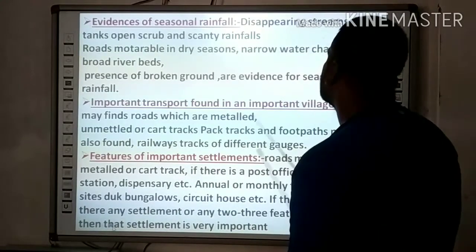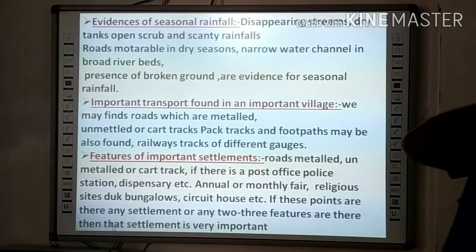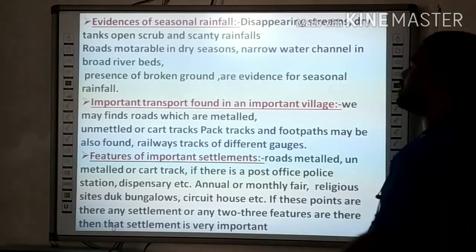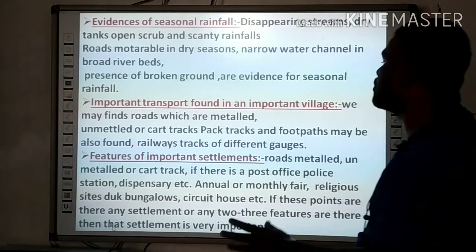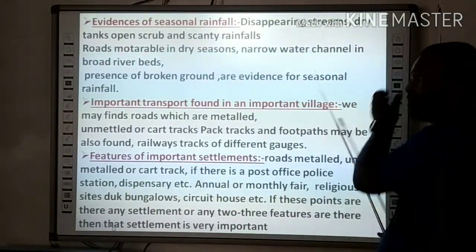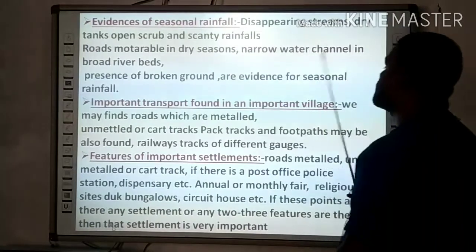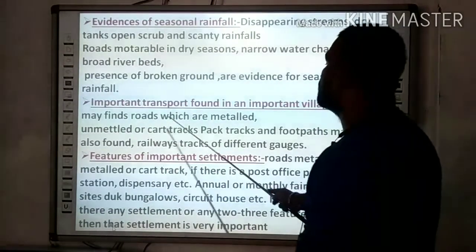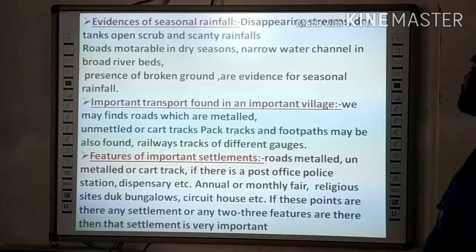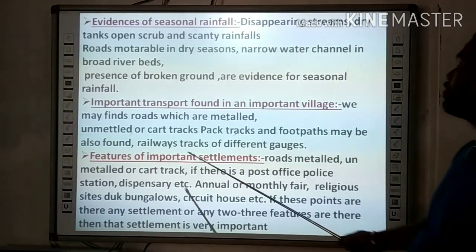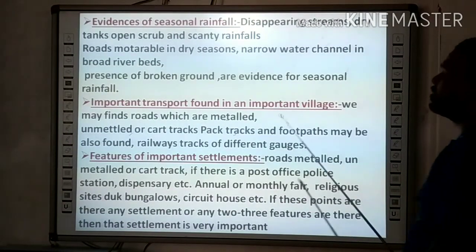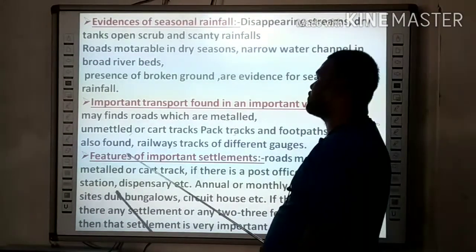Next, important means of transport found in an important village. Say you have been asked a question, what are the important means of transport found in settlement A or village A? What do you have to look for? We may find roads which are metalled, unmetalled, or cart track, pack track, and even footpath. Railway tracks of different gauges may also be found. So these will be the important means of transport in a village.